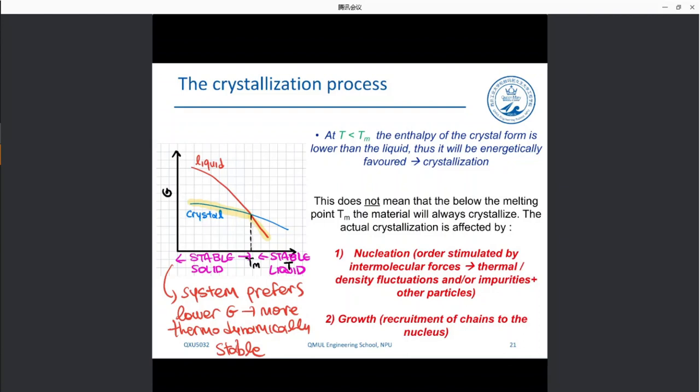The actual crystallization, as we said, is affected, and this is the delta G every time. We said that for temperatures lower than the melting temperature, the enthalpy of the crystal is lower than the liquid, and that is energetically favored, more thermodynamically stable, and that is why crystallization takes place. So if you move towards this direction, that is why we have formation of crystallites. That is cooling.